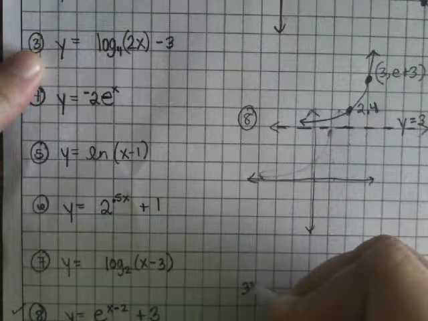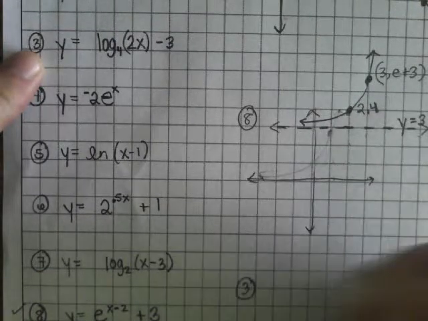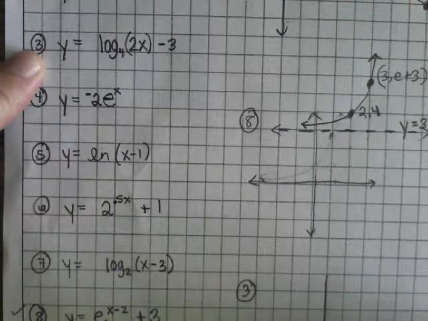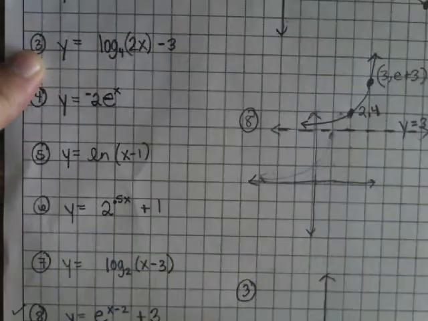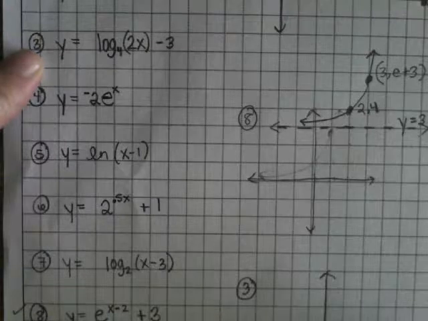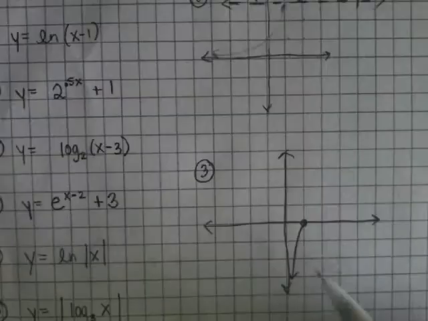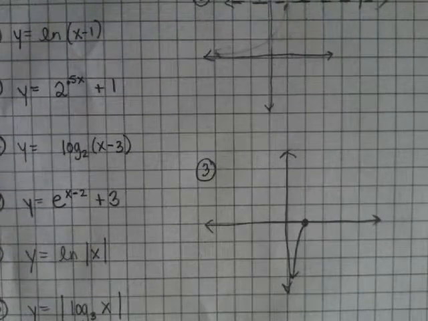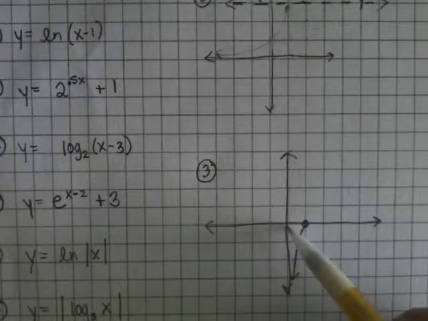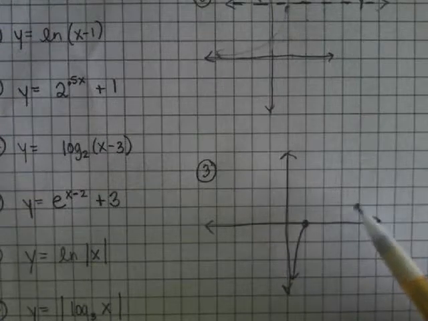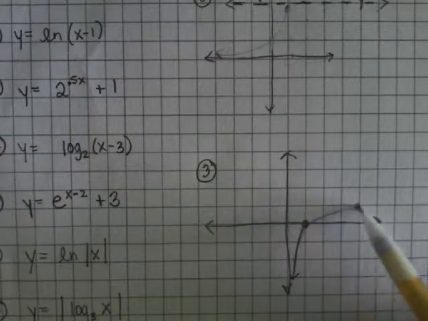Okay? So starting with a log parent graph with a base of 4. Log parent graphs definitely have the point 1, 0, and they go up to the y-axis as an asymptote. And because the base was 4, my next point is 4, 1. So 1, 2, 3, 4, 1. This is just a parent graph, so lightly, we'll eventually erase that.